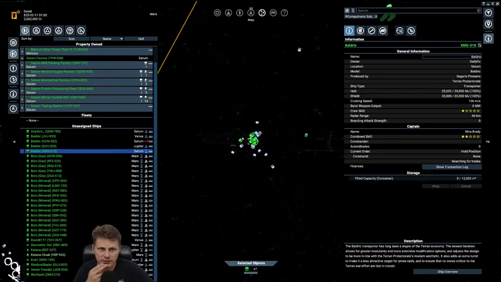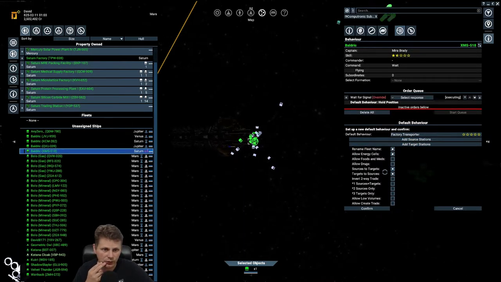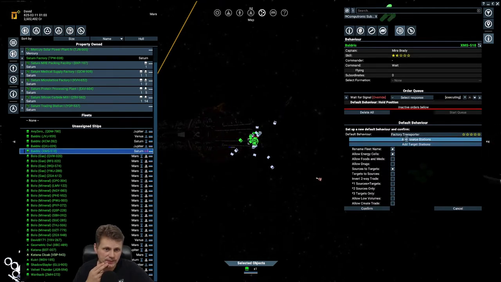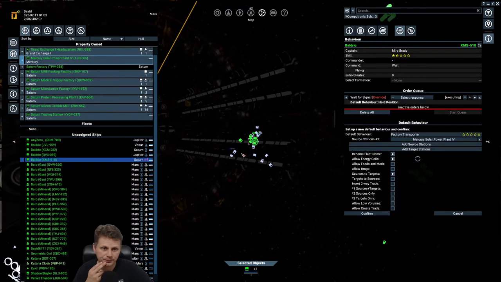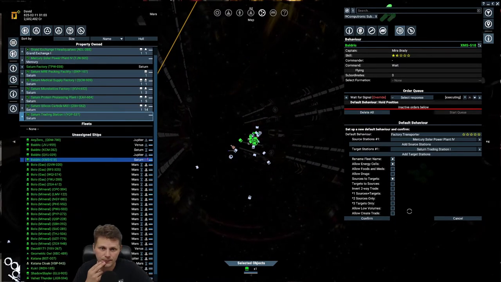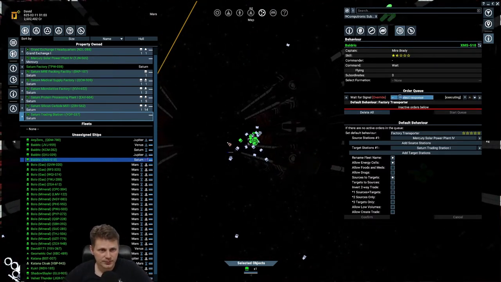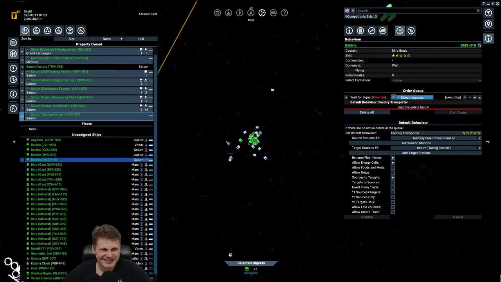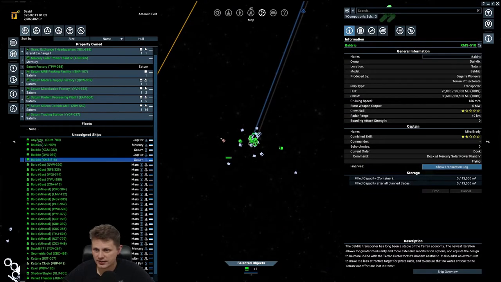So let's continue. We'll go here to behavior, factory transport. We do want to add energy cells. We don't have anything going back to source. Source is going to be the solar power plant. And the target station is going to be the trade station over here. Confirm that. He is waiting for a response. This is likely due to being scanned entering by the asteroid belt, any police. So let's remove that one. And there you go, he is starting.